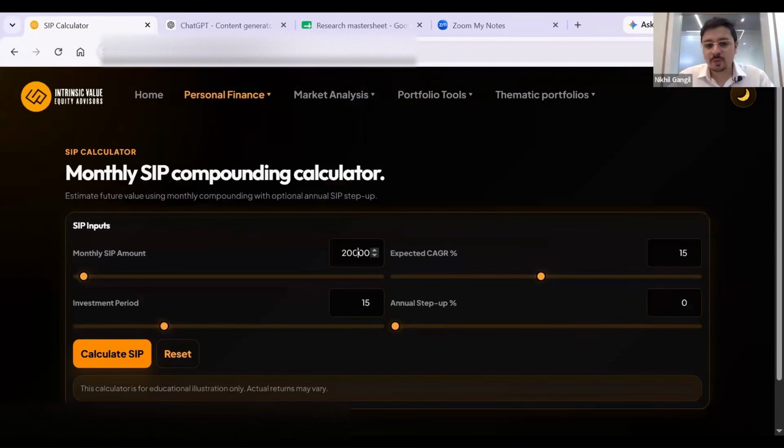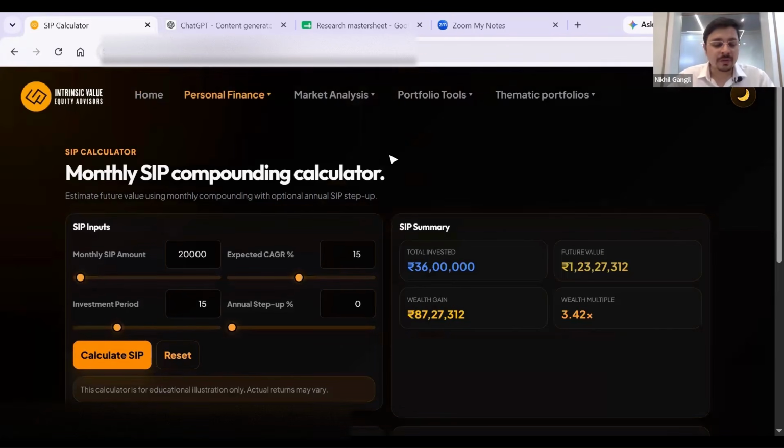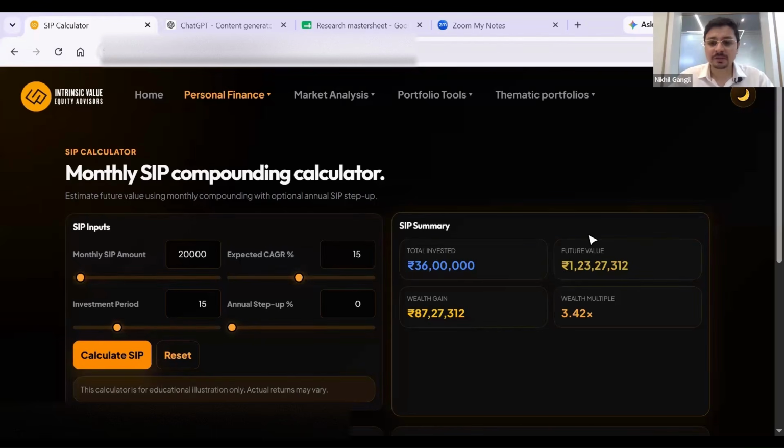This is the monthly SIP that you put in. That is the investment period that you put in, and this is the expected CAGR. When you calculate it, the total invested amount also comes, the future value also comes after getting the CAGR, after the wealth that has been generated, and this is the wealth that you will generate. This also tells you what is the multiple you have done on your wealth, right?